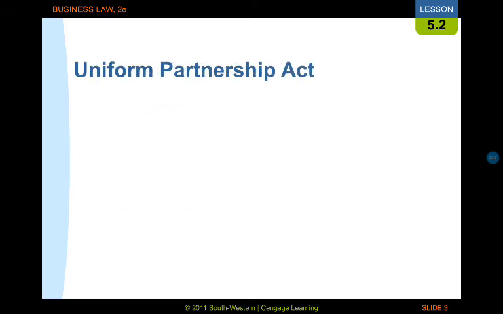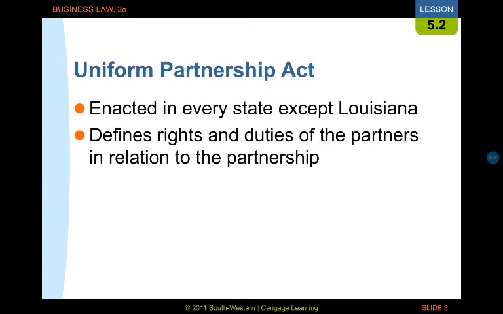Uniform Partnership Act was enacted in every state except Louisiana and defines rights and duties of the partners in relationship to the partnership. As a previous business owner myself, one of the things I am going to tell you is a lot of this stuff is state specific, state orientated. So you got to know kind of how your state does something. So make sure you're aware of, and I know we're in PA, but some of you guys might be in Ohio. Make sure you're aware of how each individual state handles the partnerships, or for that matter, sole proprietorships or other corporations. Okay.